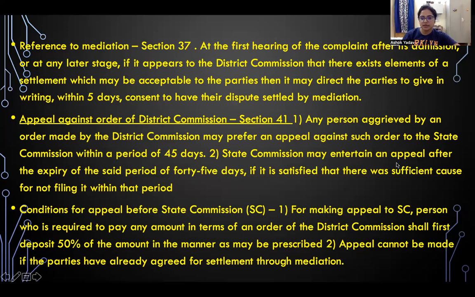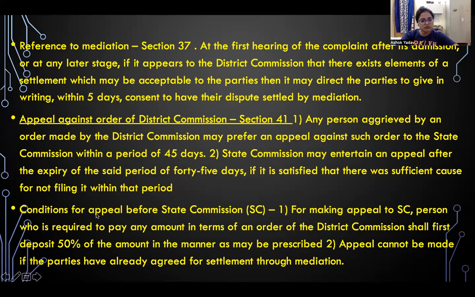And the state commission may entertain an appeal after the expiry of the said period of 45 days if it is satisfied that there was sufficient cause for not filing within that period. So within 45 days you have to file an appeal, and the delay can be condoned, like the time period will be extended. You will be given time beyond 45 days if the state commission is satisfied that there was sufficient cause for not filing the case within 45 days. If you can prove that, then you can file a case even beyond 45 days.